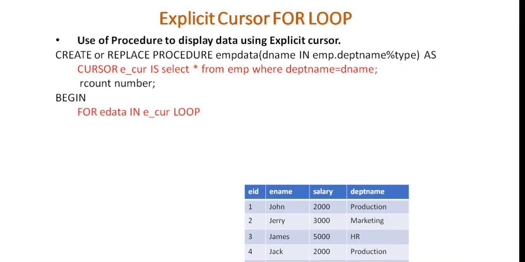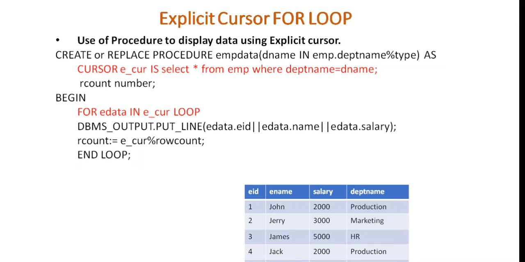Then the begin section is there. In the begin section, now instead of a simple loop we are using a for loop. So for e-data in ecur loop. Okay, e-data is an index variable which is pointing to rows that are stored in the cursor. And in the dbms_output.put_line method, we are displaying edata.employee id, edata.name, and edata.salary. Okay, we are displaying only 3 attributes here. We don't want to display department name because we are giving that department name while calling that procedure. Okay, so we are displaying data for the particular department.